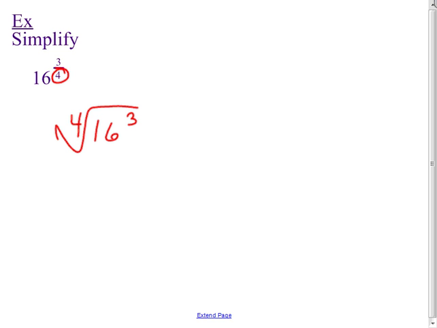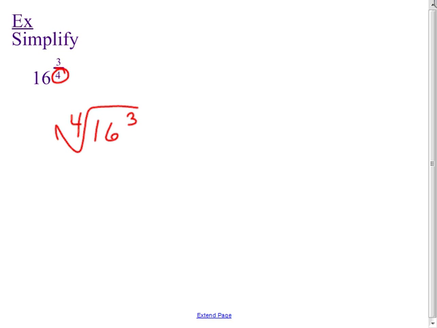Now, I do not want you to cube 16 first and then take the 4th root of it. Mathematically, can you? Yes. Don't. Because first off, I don't know what 16 to the 3rd is, and I don't want to have to do that by hand. This is actually a really nice number. The answer to this is 8. But if you take 16 and multiply it by itself 3 times and then try to do the 4th root of that and know what that is, that's going to be tough.